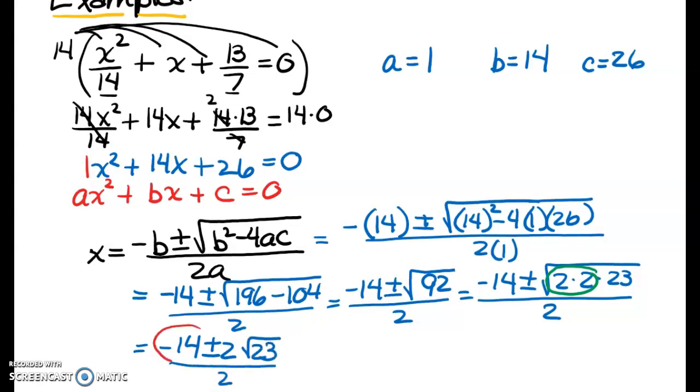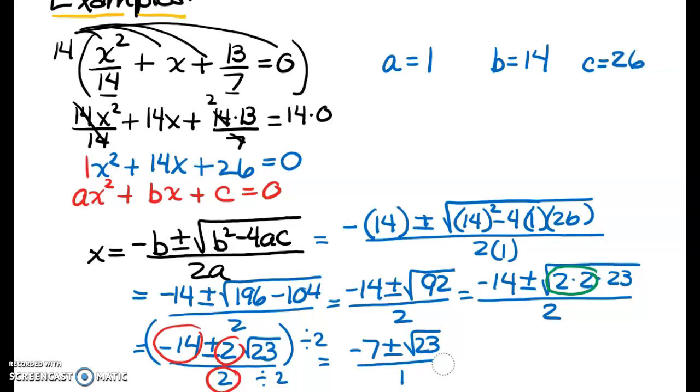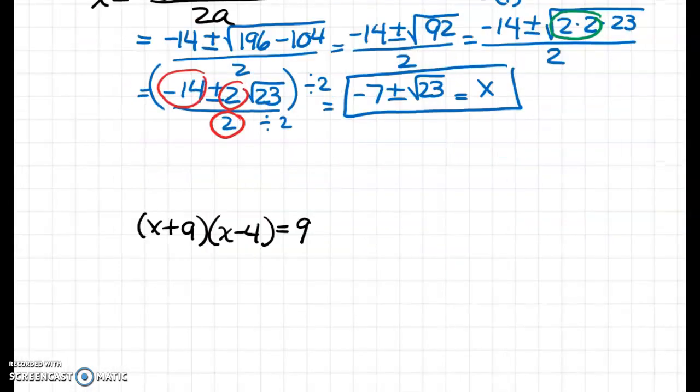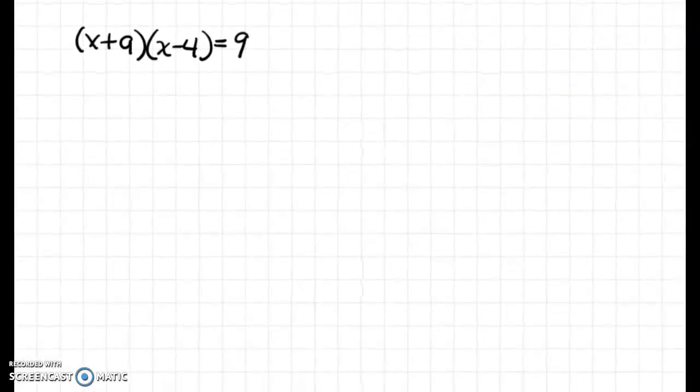And now if I look at all my numbers, they are all divisible by 2. So I'm going to divide everything by 2. Negative 14 divided by 2 is negative 7. 2 divided by 2 is 1, and then 2 divided by 2 is 1. Oops, I don't need my denominator because I don't need to divide anything by 1. And negative 7 and the square root of 23 are not like terms, so they cannot combine, so I'm finished solving for x. So now let's take a look at our next equation.